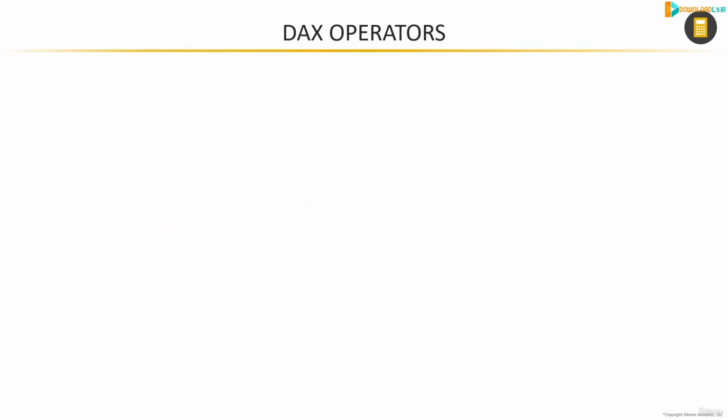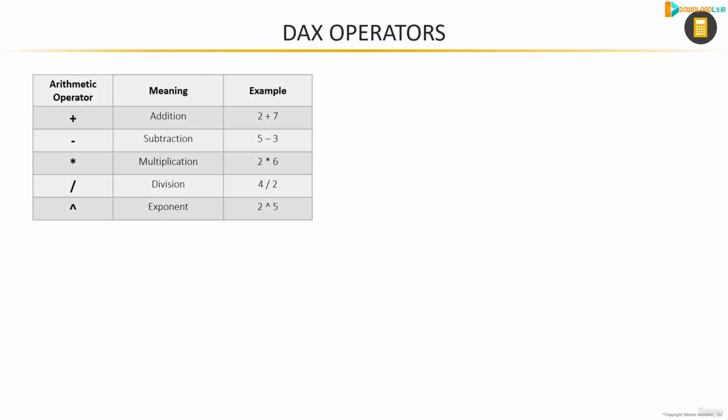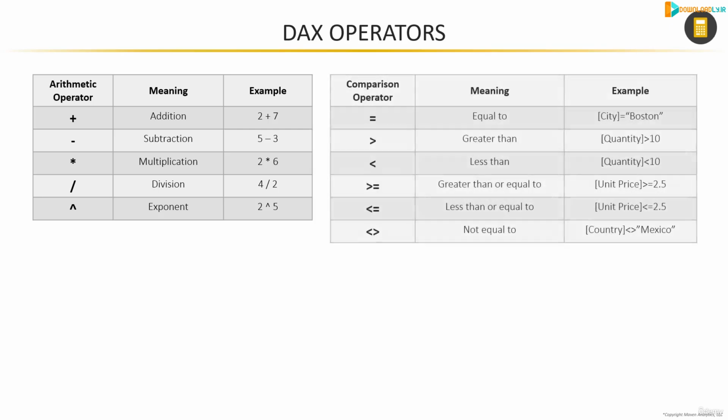So moving right along, let's talk about some common DAX operators. Most of these are extremely straightforward. Starting off, you've got your basic arithmetic operators: addition, subtraction, multiplication, division, exponents. Again, these pretty much speak for themselves. You also have your comparison operators: equal to, greater than, less than, greater than or equal to, less than or equal to, or not equal to. And we're looking at some examples here as well.